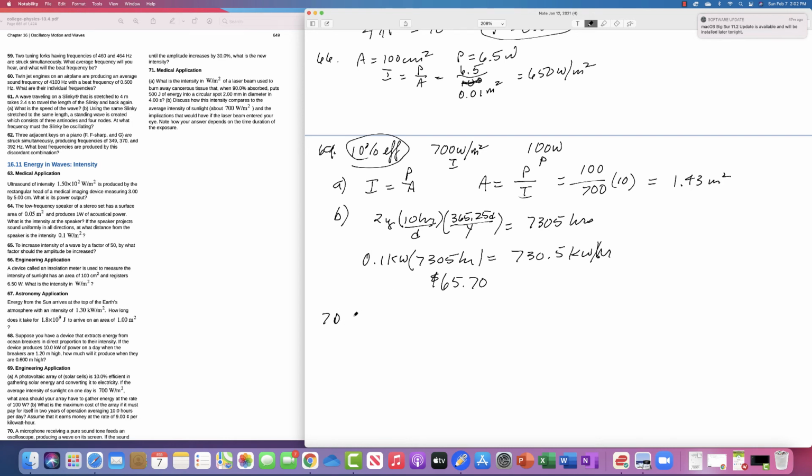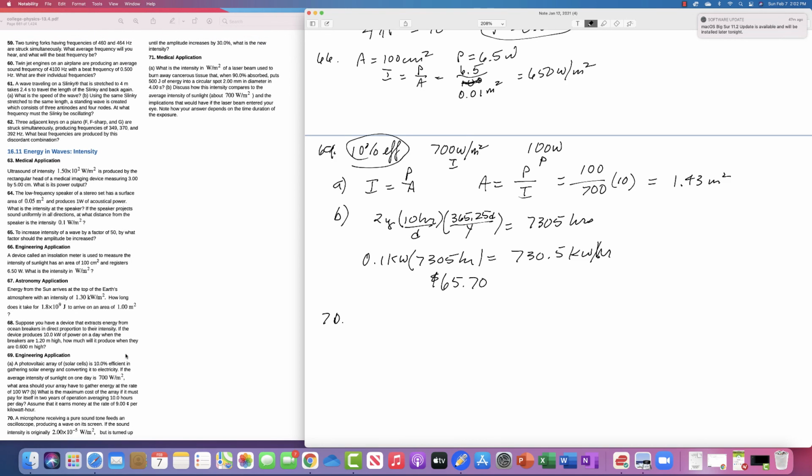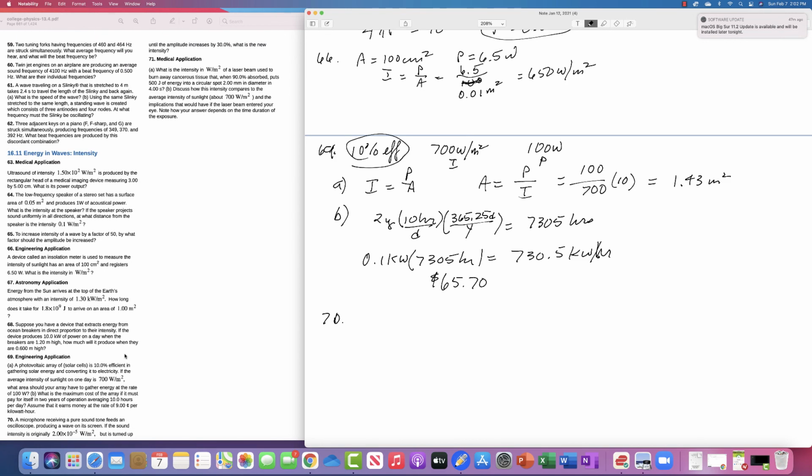The last problem is problem number 70. Problem number 70 states that a microphone receiving a pure sound tone feeds an oscilloscope, producing a wave on the screen. If the sound intensity is originally 2.00 times 10 to the minus 5 watts per meter squared, but is turned up until the amplitude is increased by 30%, what is the new intensity?